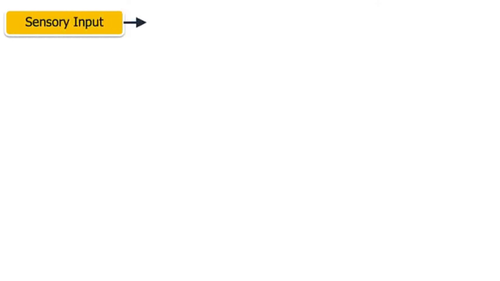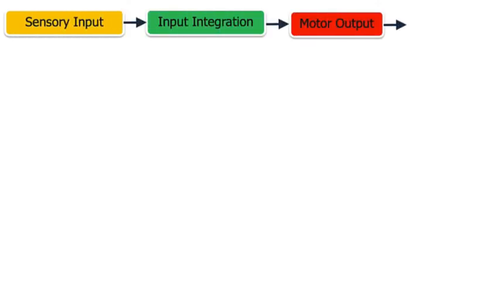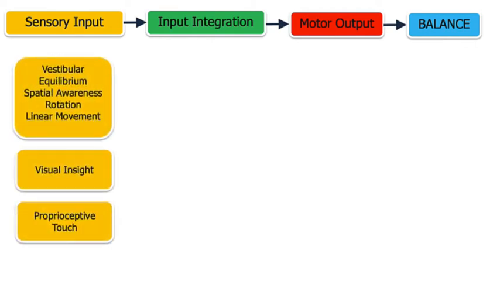Multiple things have to happen to control balance, starting with sensory input, then the input is integrated, then we have motor output, and then we'll get ultimately balance. So let's look at these individual factors. On sensory input, we're going to have input from the vestibular system: equilibrium, spatial awareness, rotation, and linear movement. There will be visual information coming in, and then there'll be proprioceptive touch coming in.